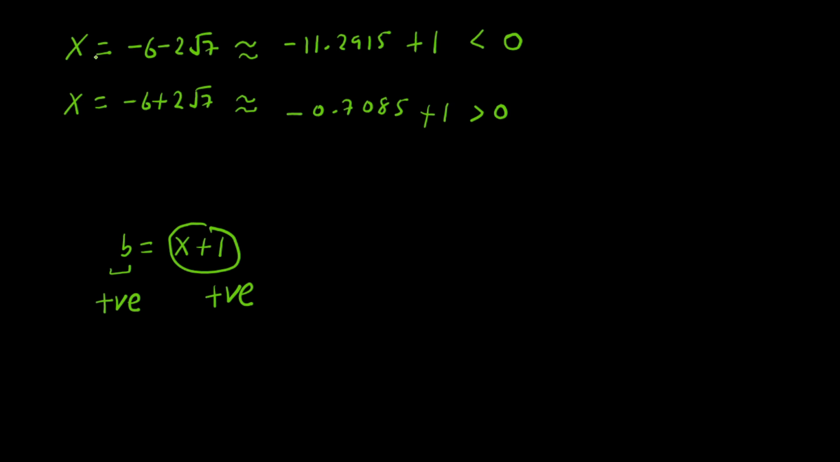So x equal to minus 6 minus 2 times square root of 7 is rejected, because x plus 1 should be positive, but here x plus 1 is negative. So that's why the x value is minus 6 plus 2 times square root of 7. This is our final answer.